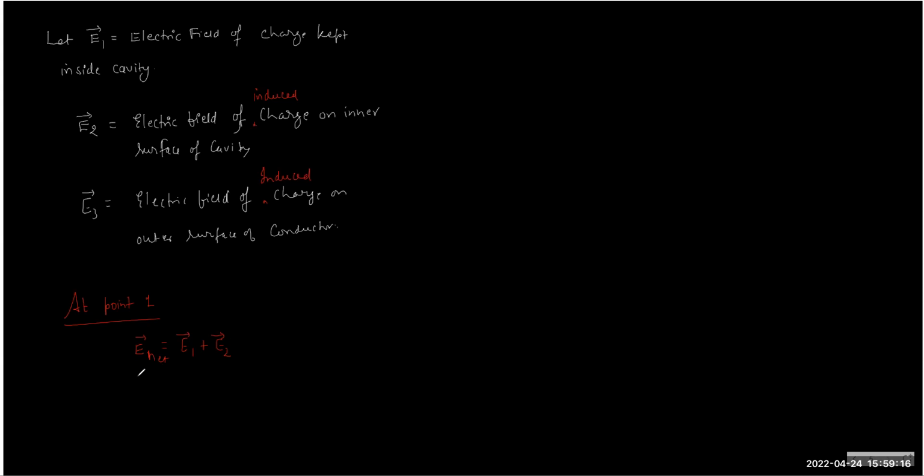So at point one, E1 and E2 will create the net field. Clear? Okay. Yes, sir. Now the most important part is at point two.